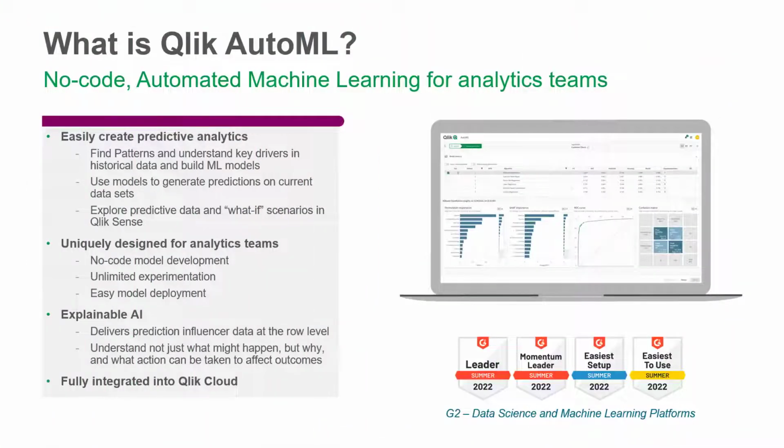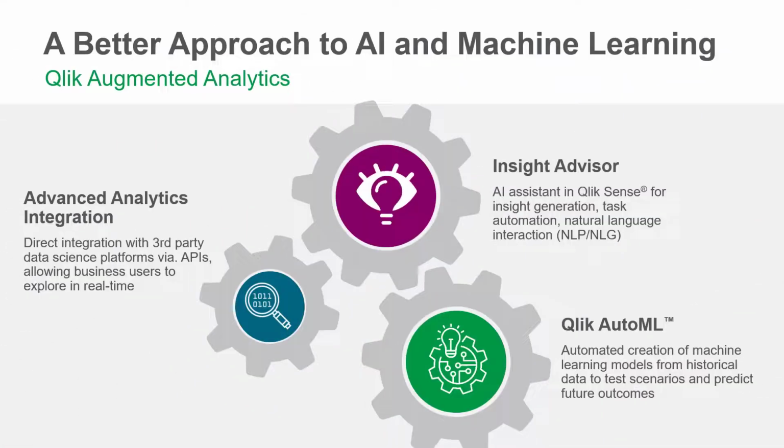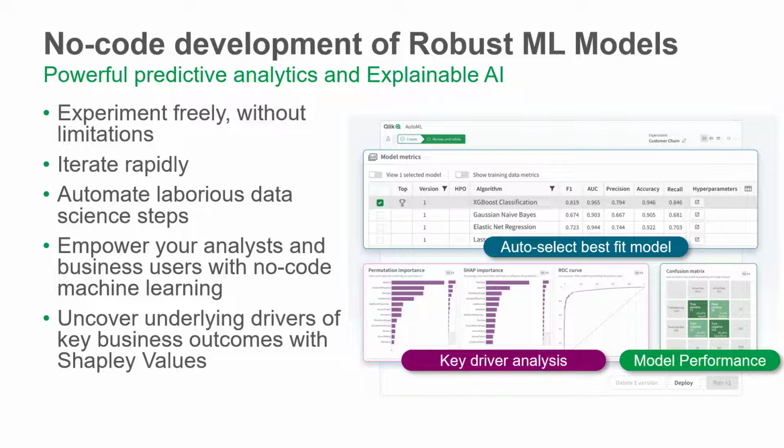This week, we introduce a new machine learning and predictive analytics capability to Qlik Cloud, Qlik AutoML. Qlik AutoML is part of a full suite of augmented analytics capabilities available in Qlik Cloud. It recognizes patterns and drivers in historical data to create machine learning models that can predict future outcomes, using a simple no-code approach for business analysts and analytics teams.